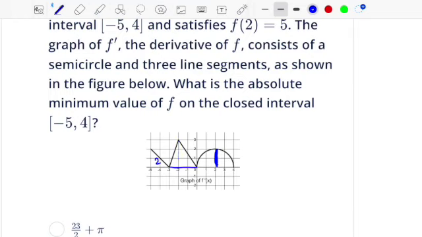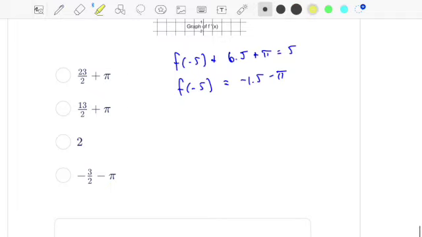So that's 9 over 2. So 9 over 2 is 4.5, and that's pi. So we have f of negative 5. Add to that 6.5 plus pi is equal to 5. So f of negative 5 is equal to negative 1.5 minus pi. There we go. That looks a little bit better.